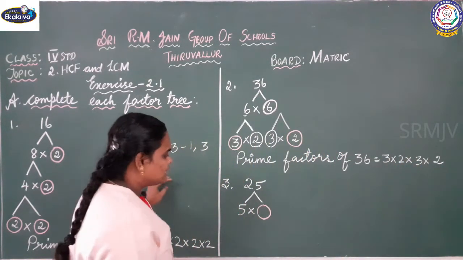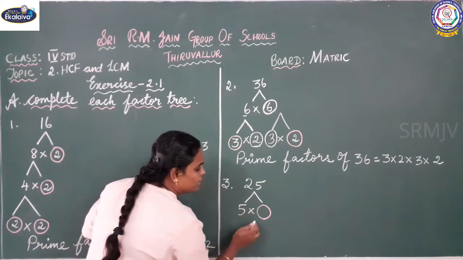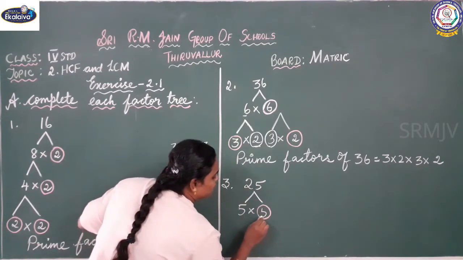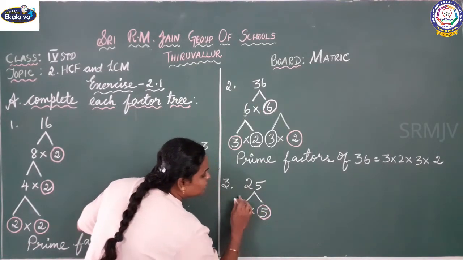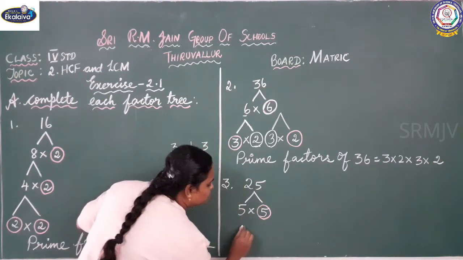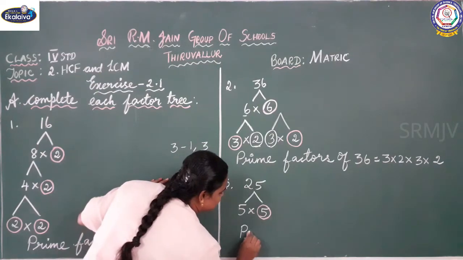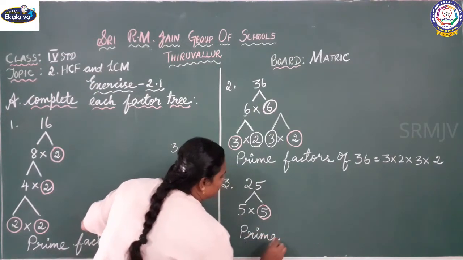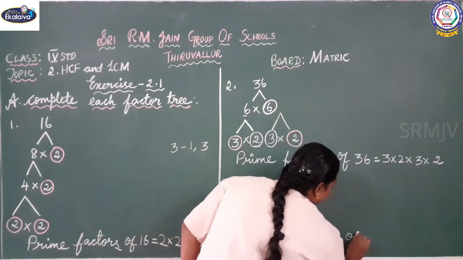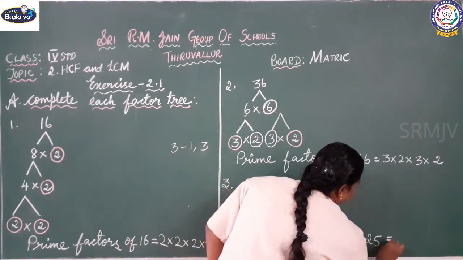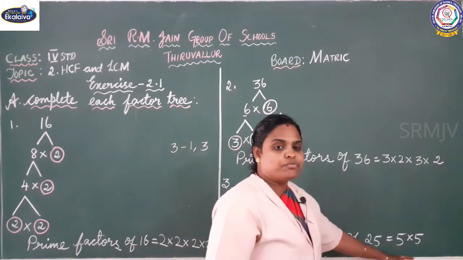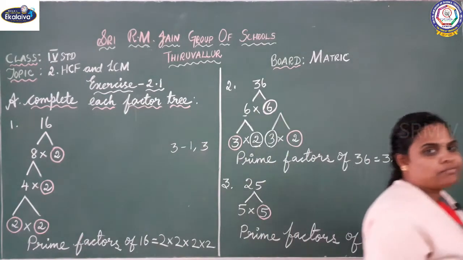Next one, listen, 25 they have given. 5 into what number will you multiply to get 25? 5. 5 5s are 25. So what are the prime factors of 25? 5 into 5. Both are prime numbers, so we can stop here. Prime factors of 25 equal to 5 into 5. If you multiply 5 into 5, you will get 25.